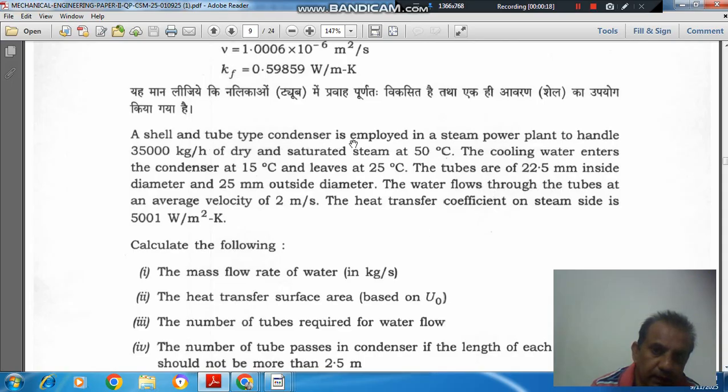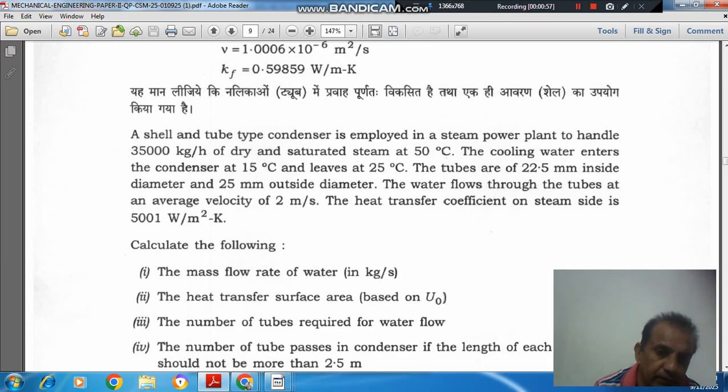A shell and tube type condenser is employed in a steam power plant to handle 35,000 kg per hour of dry and saturated steam at 50 degrees Celsius. The cooling water enters the condenser at 15 degrees Celsius and leaves at 25 degrees Celsius. The tubes are of 22.5 mm inside diameter and 25 mm outside diameter. The water flows through the tube at an average velocity of 2 meters per second. The heat transfer coefficient on steam side is 5001 watt per meter square per degree Kelvin.